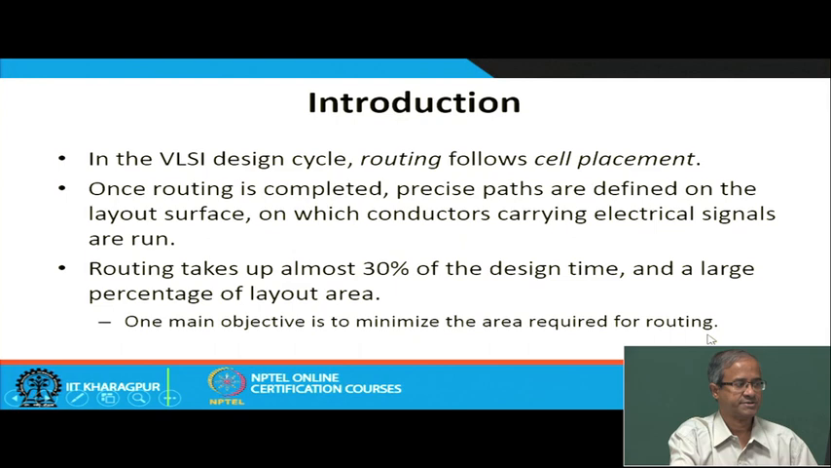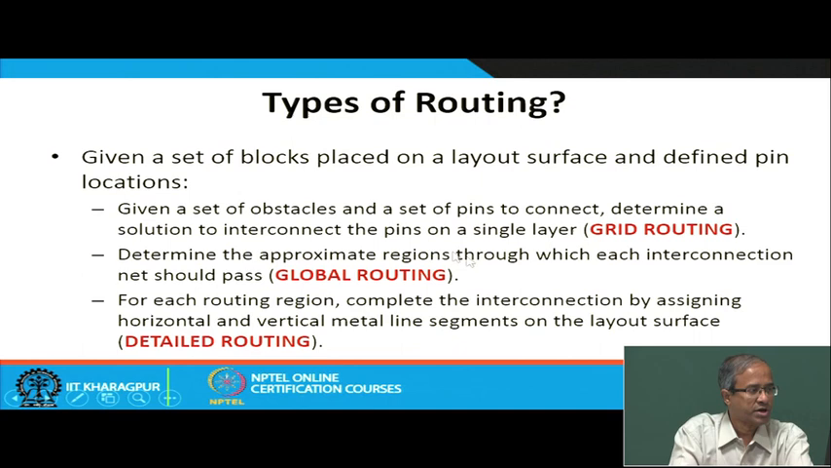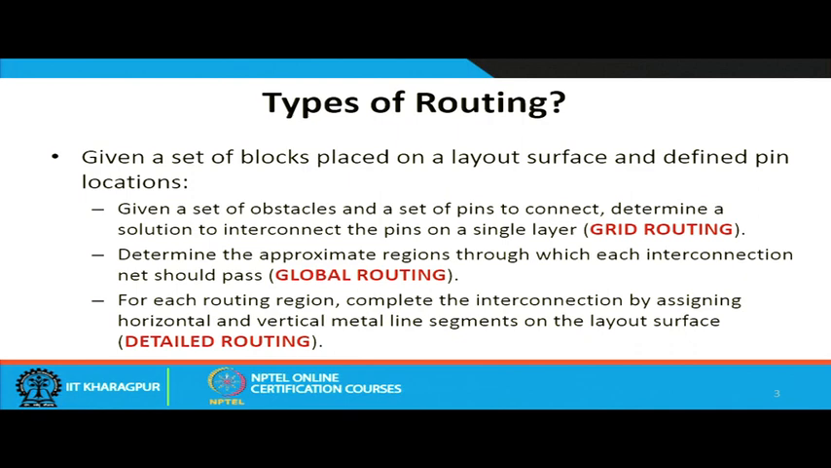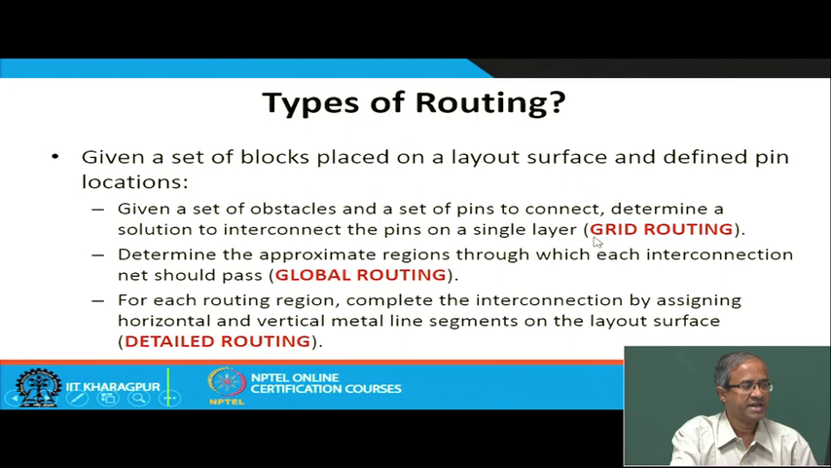Broadly we shall be talking about three different kinds of routing. Let us see in a nutshell what these three different routing processes are. The basic problem is the same. We have a set of blocks or modules which are placed on a two-dimensional surface, and we have to interconnect some of the pins across them. This problem can be subdivided into three classes or categories. One is called area routing or grid routing.